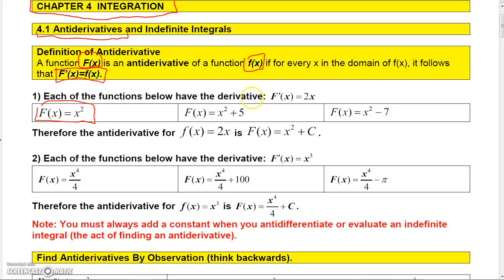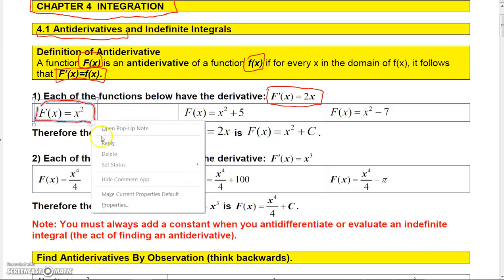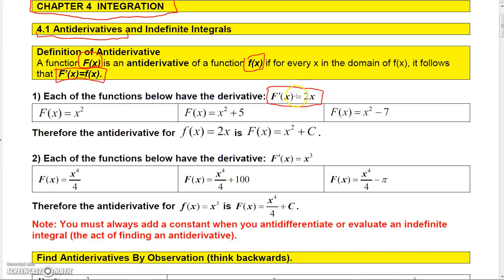Let's say that capital F prime is the function 2x. So in other words, the derivative of some function is 2x. So how can I find the antiderivative of this function? We're looking for a function whose derivative is 2x.